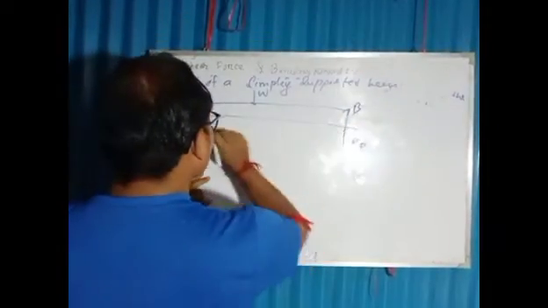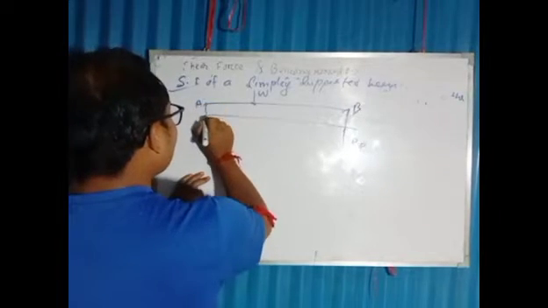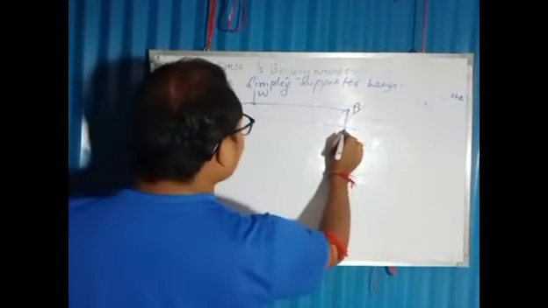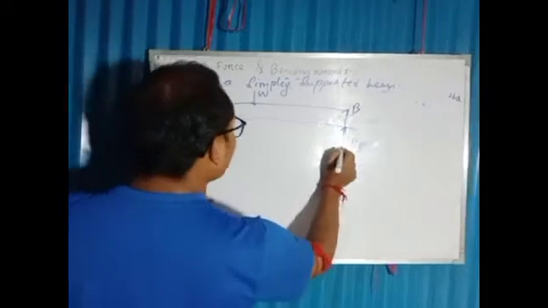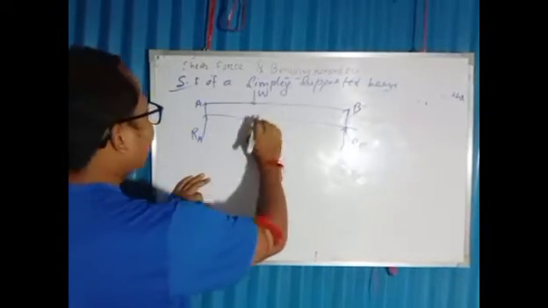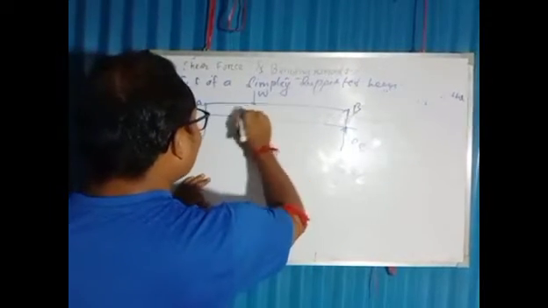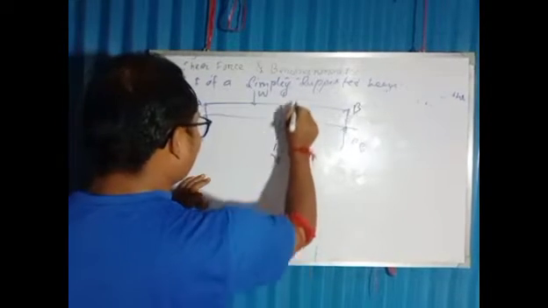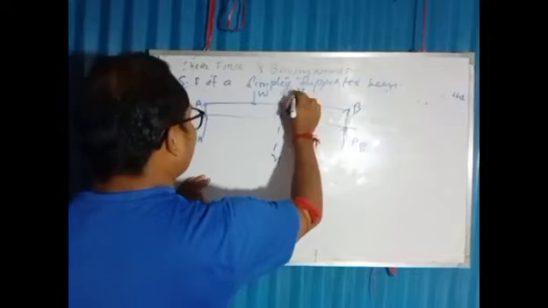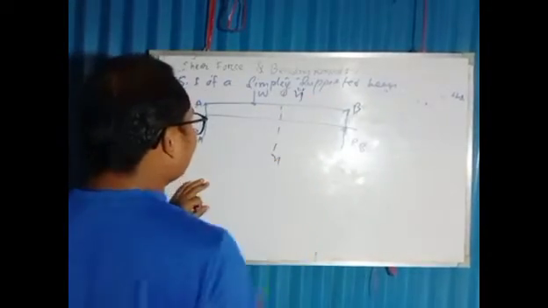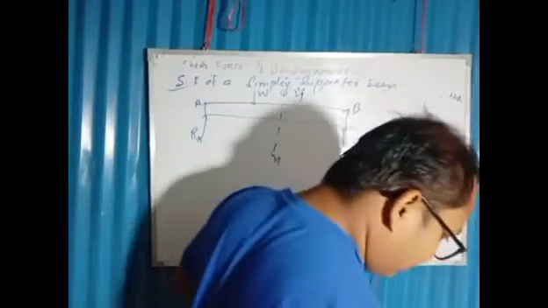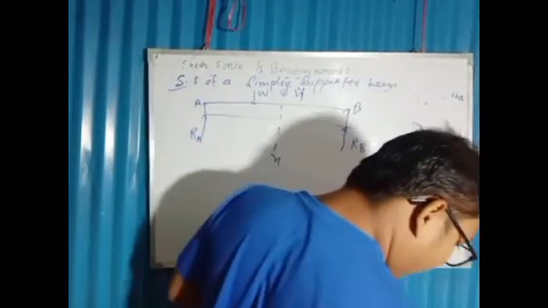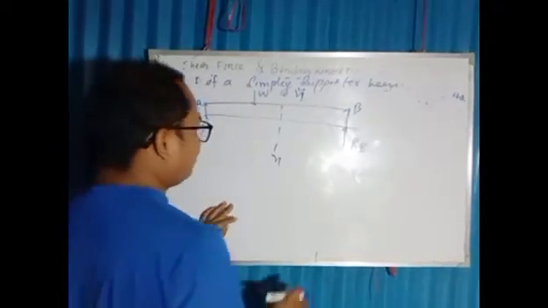This is the beam. If we calculate using this diagram, it will be very clear to you. Let's take a section on the left side. This is section x-x. This is the x section, at this midpoint, let x.